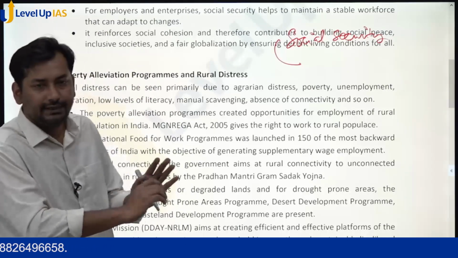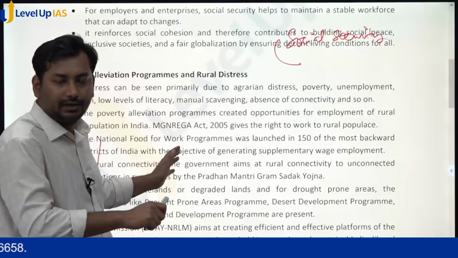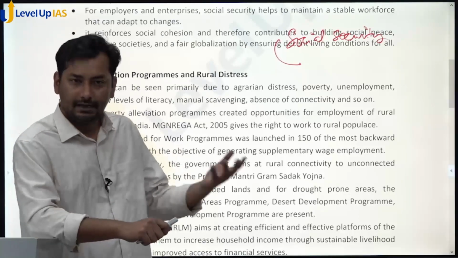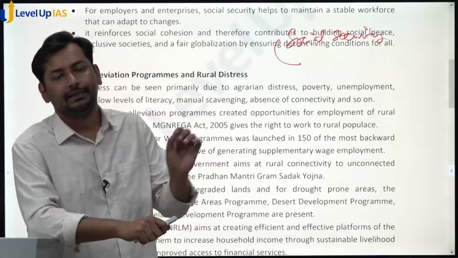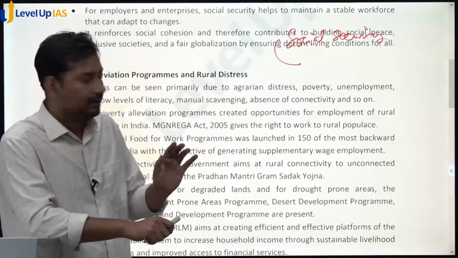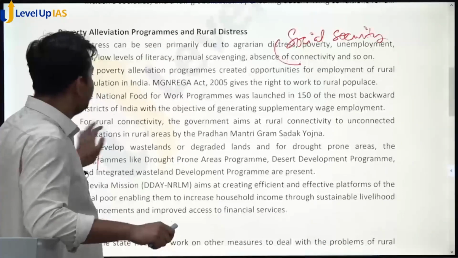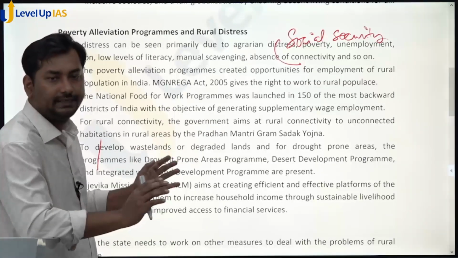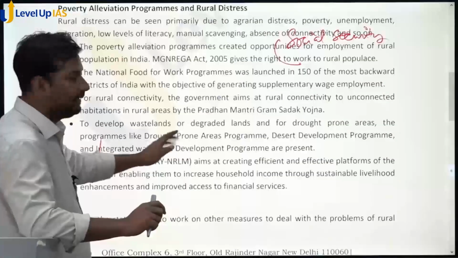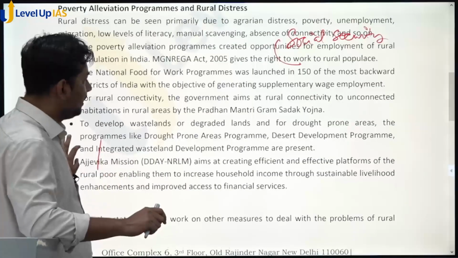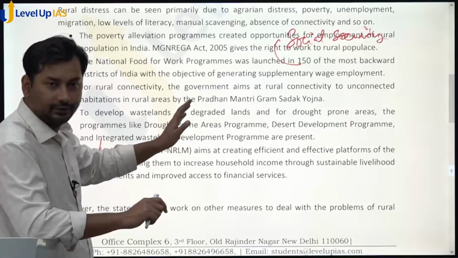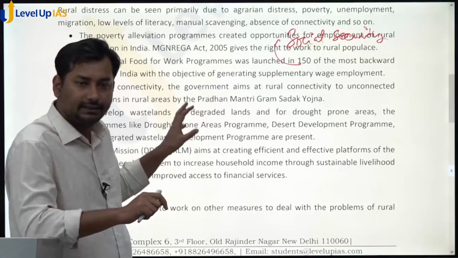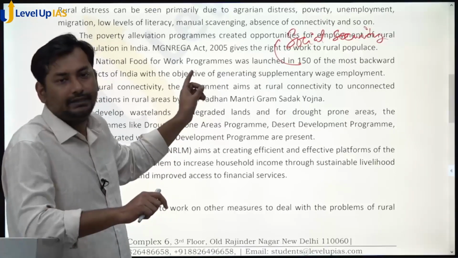Since you have to critically analyze, first you will write about these programs and how they are trying to give social security. Like MGNREGA gives right to work, meaning it is giving them income. So write about all these things, National Food for Work program, which supplements wage employment. Then rural connectivity, we have Pradhan Mantri Gram Sadak Yojana. To develop wasteland, degraded land or drought prone areas, we have multiple programs. Write about all these things because they help in tackling rural distress in India.